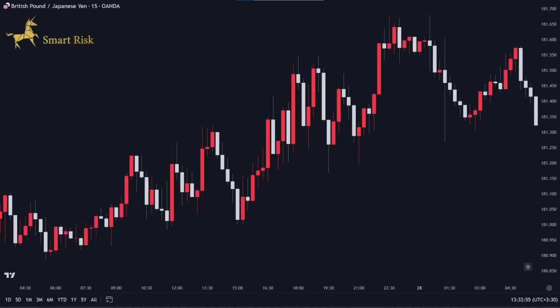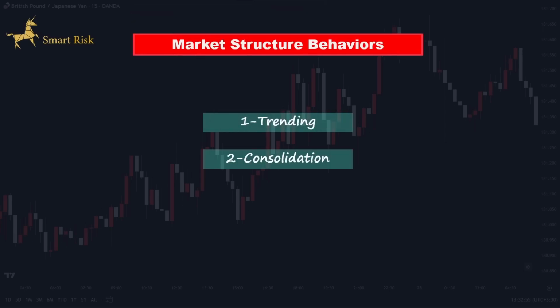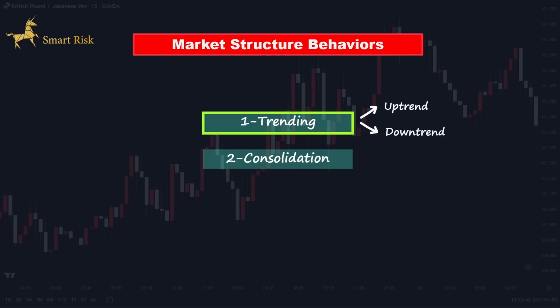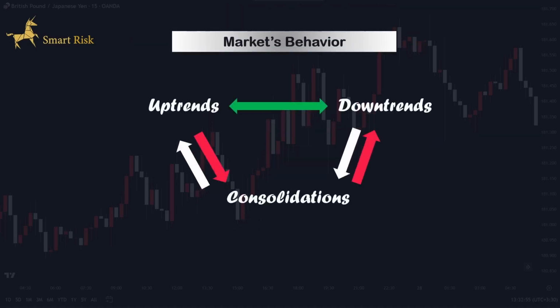Welcome back traders. So let's get started with the market structure general behavior. The dynamics behind market movements can be boiled down to two key factors that consistently influence price direction. Trending, which includes uptrend and downtrend, and the second factor is the consolidation phase, like a choppy or ranging market. Imagine it like a continuous circle, where price always moves between downtrends, uptrends, and also consolidations that accumulate liquidity and institutional orders. Price usually needs to consolidate between uptrends and downtrends and vice versa.